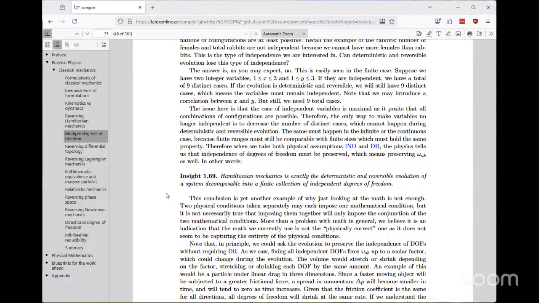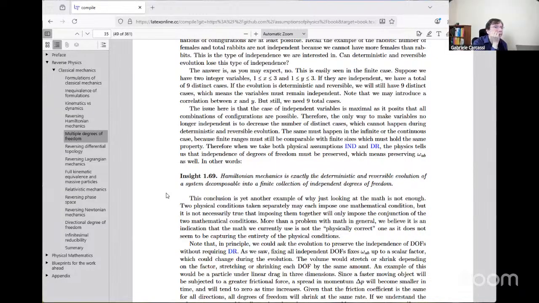The issue here is that the case of independent variables is maximal as it posits that all combinations of configurations are possible. Therefore, the only way to make variables no longer independent is to decrease the number of distinct cases, which cannot happen during deterministic and reversible evolution. The same must happen in the infinite or the continuous case, because finite ranges must still be comparable with finite sizes, which must hold the same property.